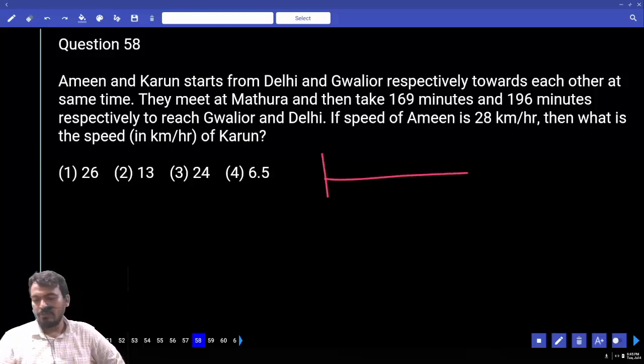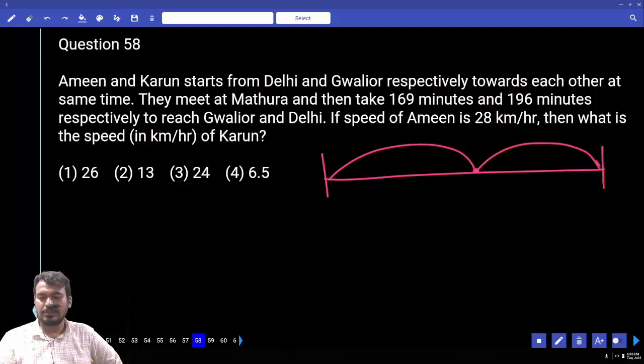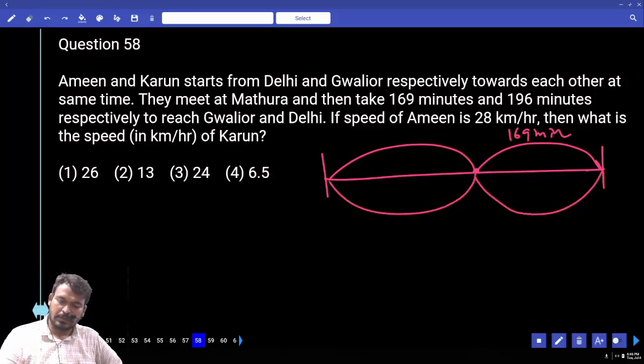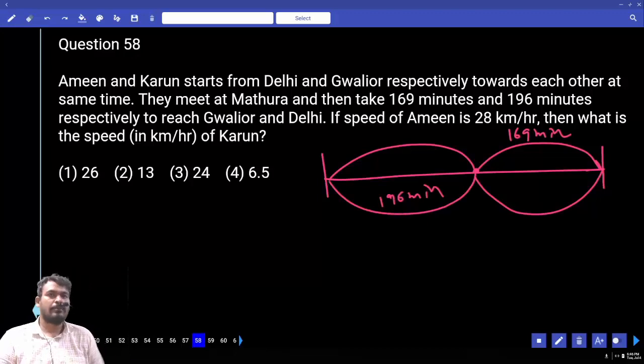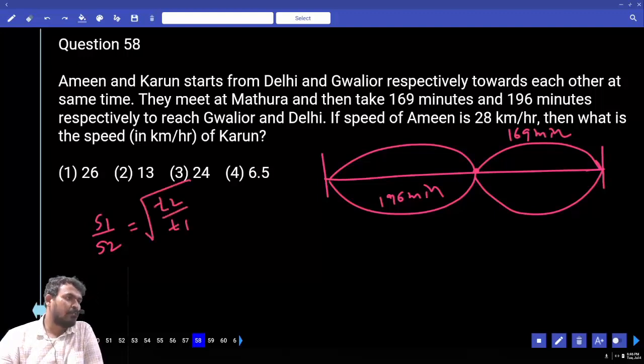First of all, both are moving in which direction? Opposite direction. After meeting, one reaches the destination in how many minutes? 169 minutes. After meeting, the other reaches the destination in 196 minutes. What is the formula? S1 by S2 equals the square root of T2 by T1.